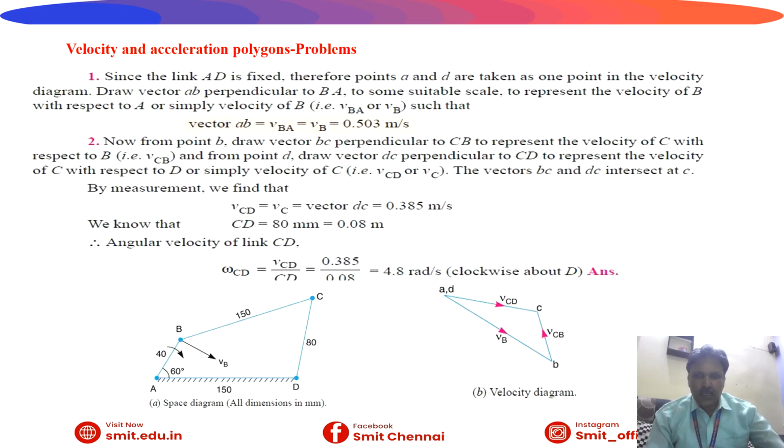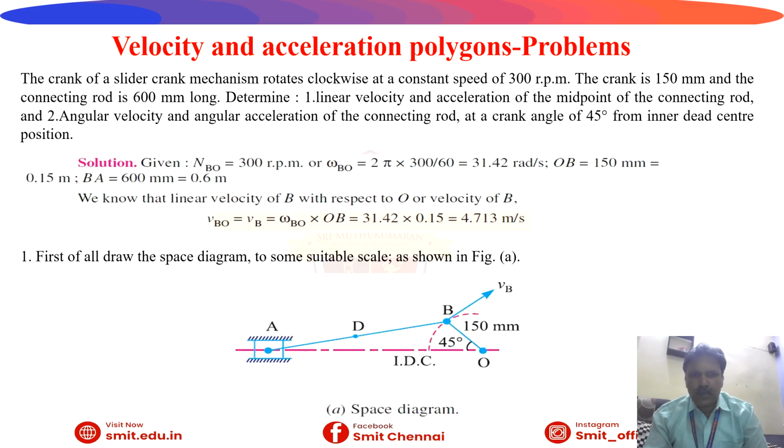What is a working drawing construction part? It is clearly given. By measuring from the velocity diagram, we can get omega CD. From that calculation only we can get it, which is equal to V subscript of CD upon CD, which is equal to 0.385 divided by 0.08, and you will get 4.8 radians per second.